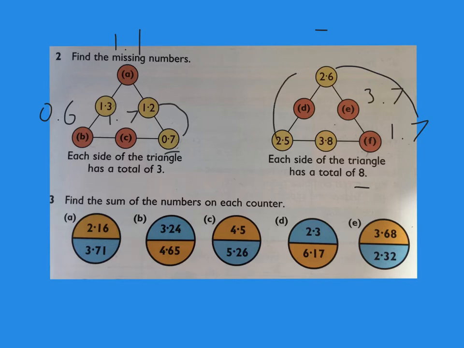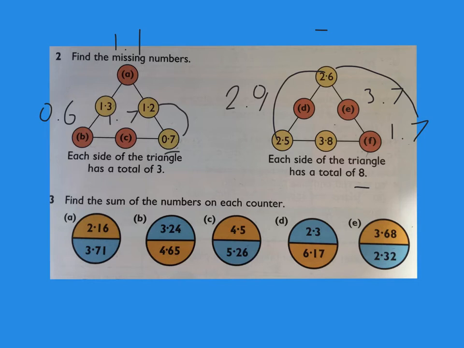So if I know this is 2.5 and this is 2.6, well, 25 and 26 are 51, so it's decimals we're dealing with, so it's 5.1. What do I need to bring it up to 8? So 5.1, I need 2.9. Okay, and that is that problem solved.